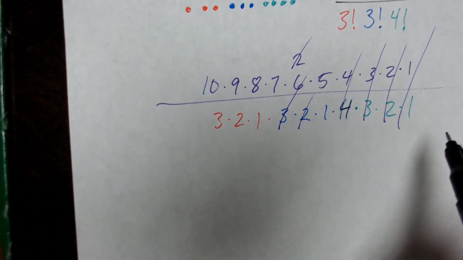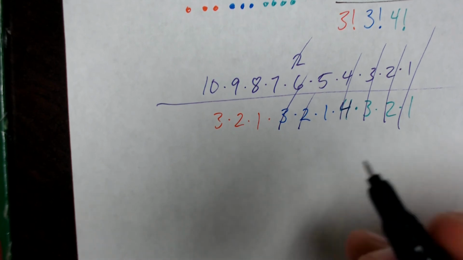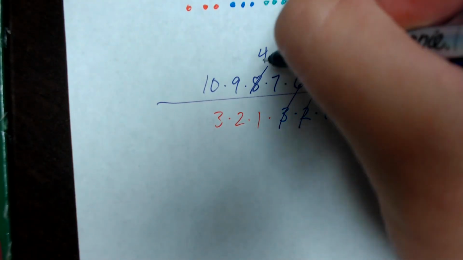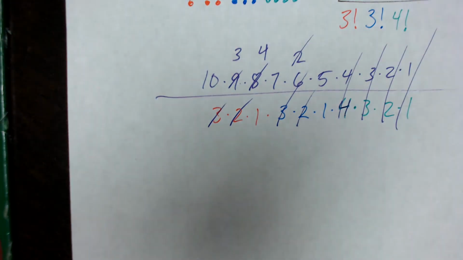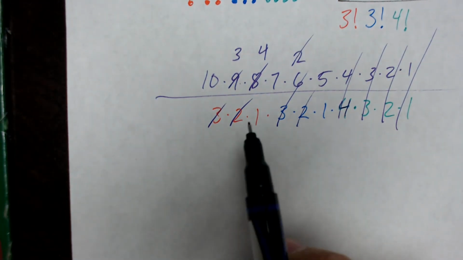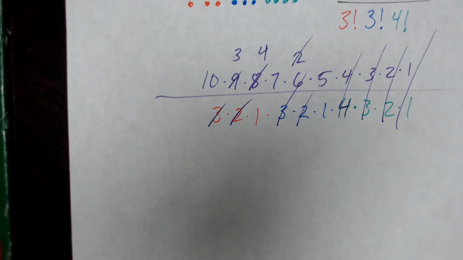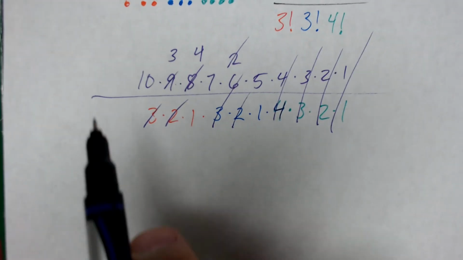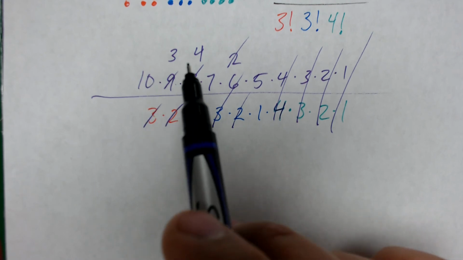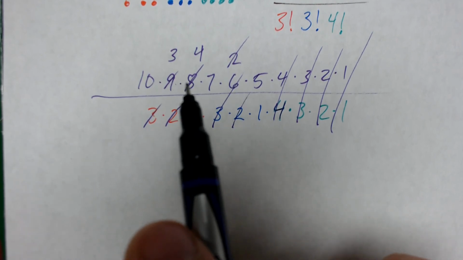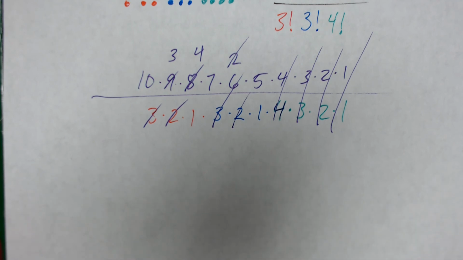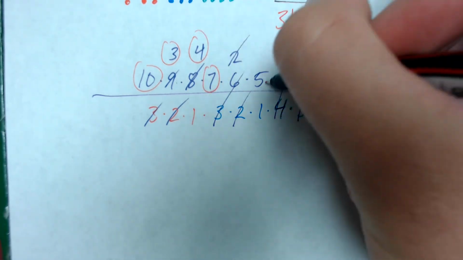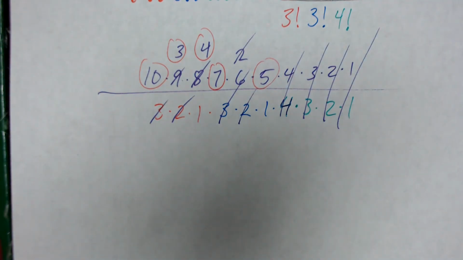Now, in the denominator, all I've got left is 1, 1, 2, and 3. I don't really care much about the 1s. 2 and 3, though, have got to go. 2 can cancel with 8. That will become 4. 3 cancels with 9, and I get 3. In my denominator, I've only got 1s left over, and they don't matter. So now all I have to do is take 10 times 3 times 4 times 7 times 5. It might be useful for you to circle what's left so you don't forget about it.